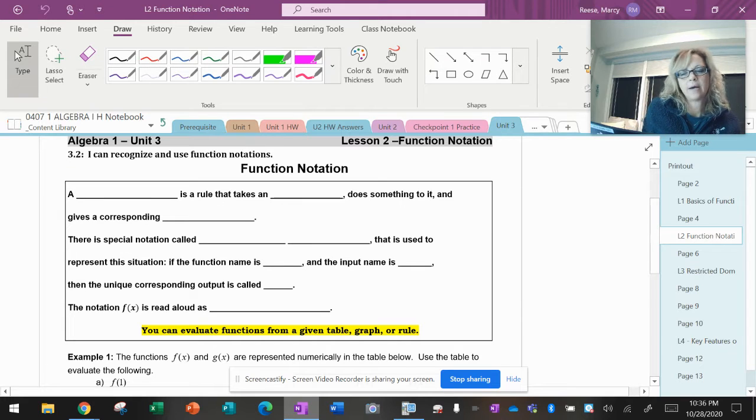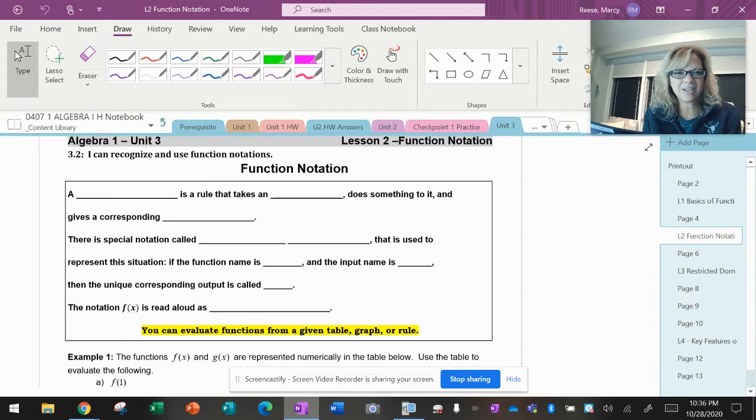All right, guys, I have Unit 3, Lesson 2. We're going to do function notation. This is a 3.2 standard. You can recognize and use function notations. So function notation is completely new for you. What you did yesterday was review for lesson 1, but this is very new.